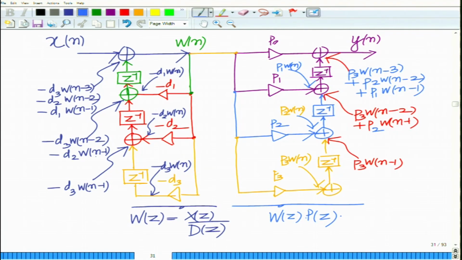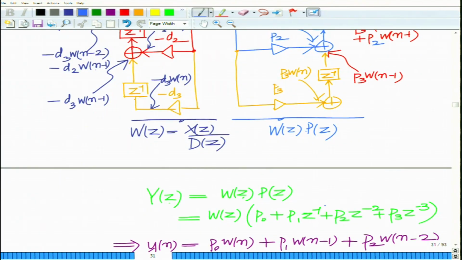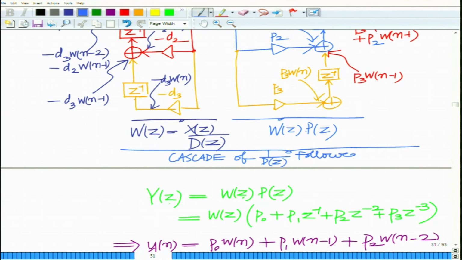So, this is basically your cascade of first 1 over dz with Wz. So, you can just write this as cascade of 1 over dz followed by Pz, okay.